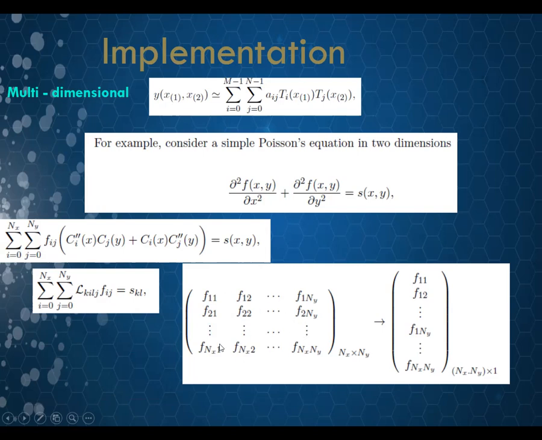And this is the two-dimensional matrix of the unknown function. F11 is the value of f at x0 and y0. This is the value of f at x0 and y1, and so on. It is better to convert it to a column matrix. The first row is here, and then the second row, and so on up to the last.